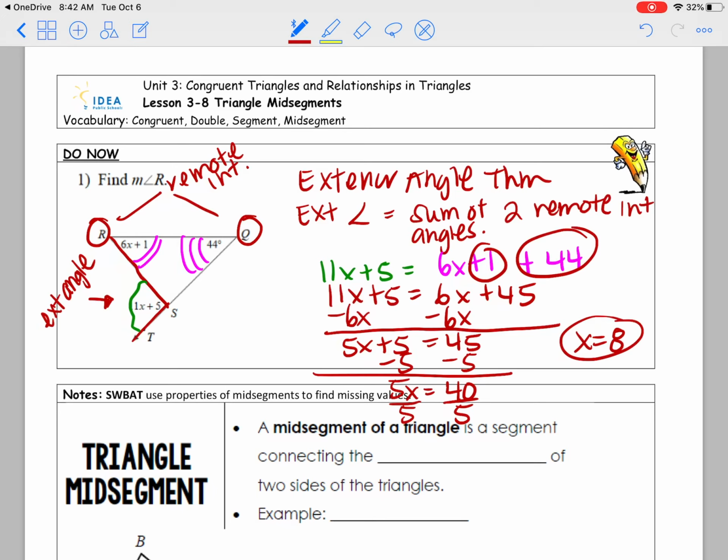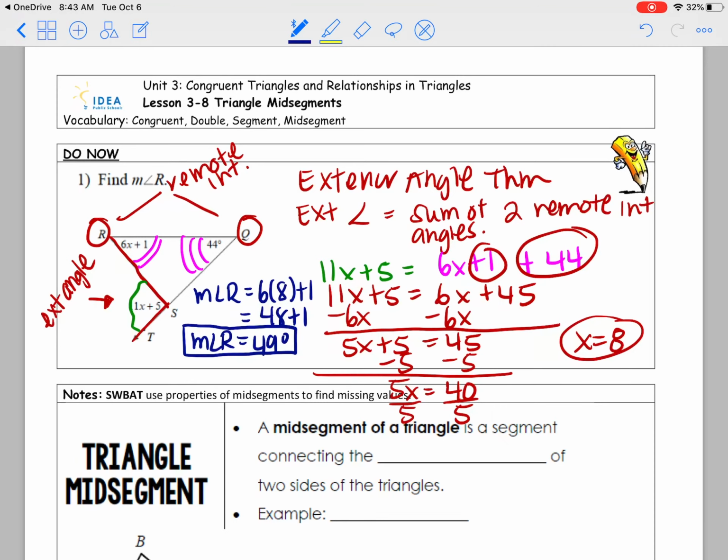The question is asking you to find the measure of the angle R. So you're still not done here. Measurement of angle R is 6 times 8 plus 1. 6 times 8 is 48 plus 1. So the measurement of angle R is 49 degrees. Again, this is a problem that is dealing with the exterior angle theorem. All right, let's go ahead and move on.